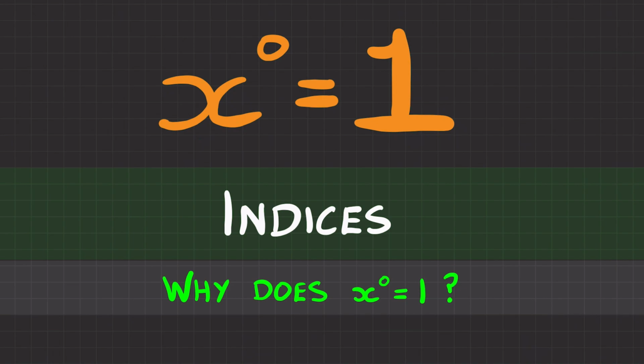So you're told that x to the power of 0 equals 1, but why is that? Well, I'm going to show you two explanations as to why this works.